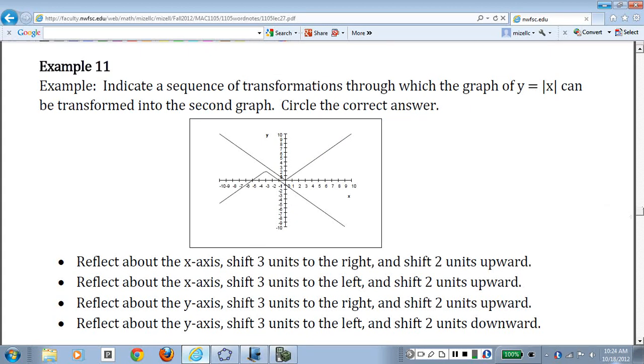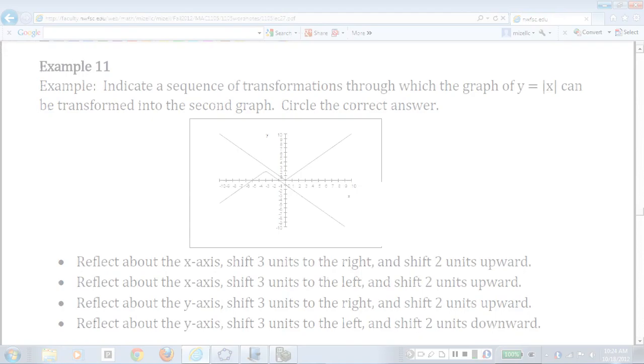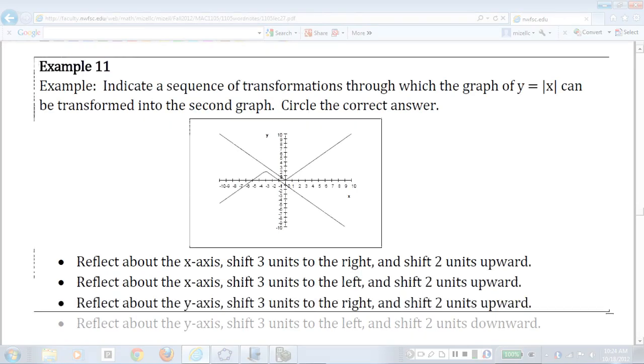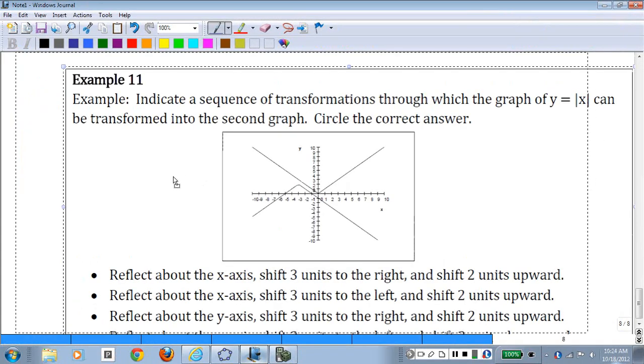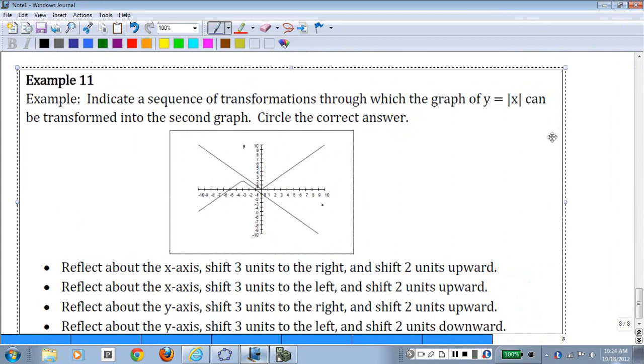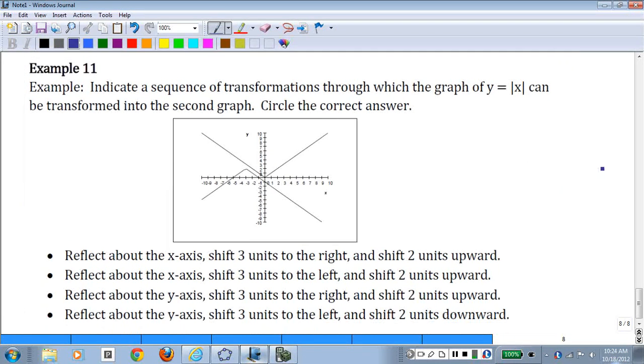This, I think, is intended to resemble a specific MyMathLab problem. So let's look at this and see if we can find the correct sequence of transformations that will get us from the original graph to the one that's indicated here. So the original one is y equals the absolute value of x. I'm going to highlight that. We've done a little bit with that graph, but maybe not as much as could have been done. So this is what the graph of y equals the absolute value of x looks like.